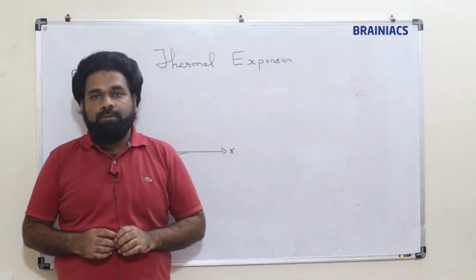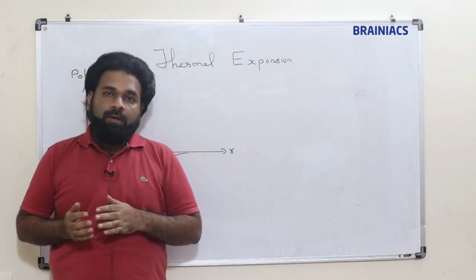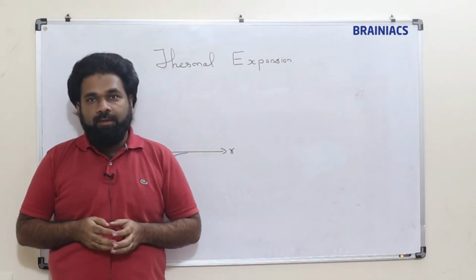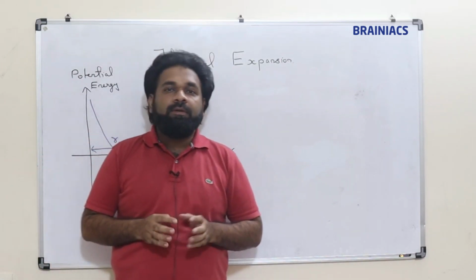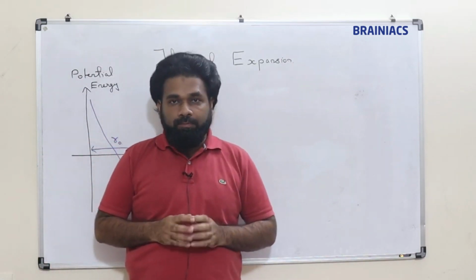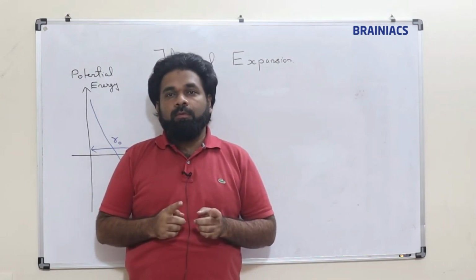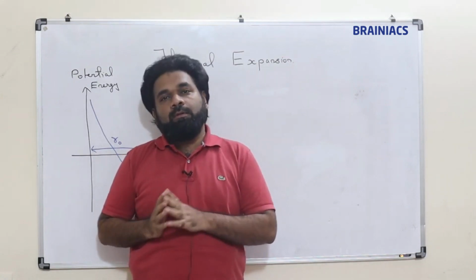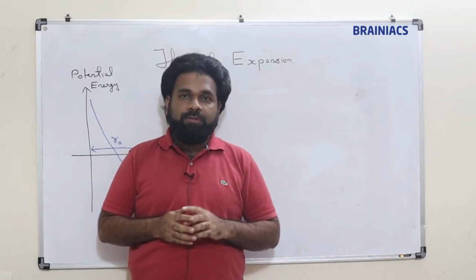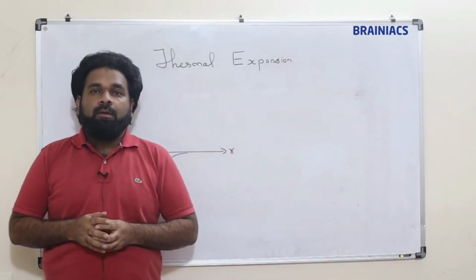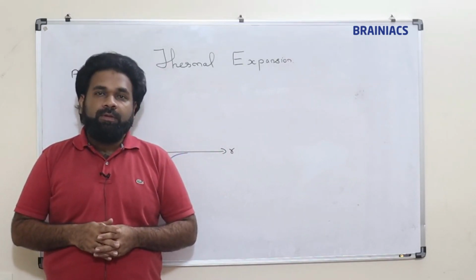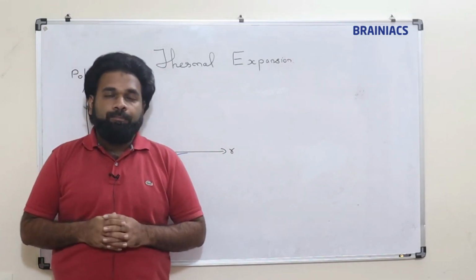Hello students. So today we are continuing thermal properties of matter. In the last session we have seen different scales to measure temperature and how to convert between various scales. Okay, Celsius to Kelvin, Kelvin to Fahrenheit, then Romer scale. Okay, if we get a faulty thermometer, all those things we have seen.